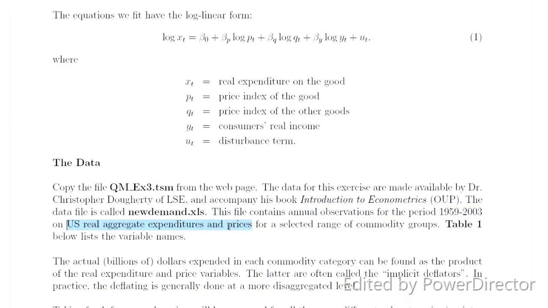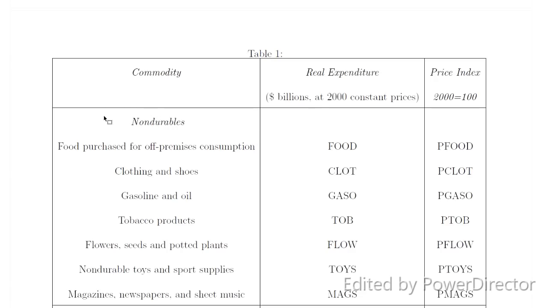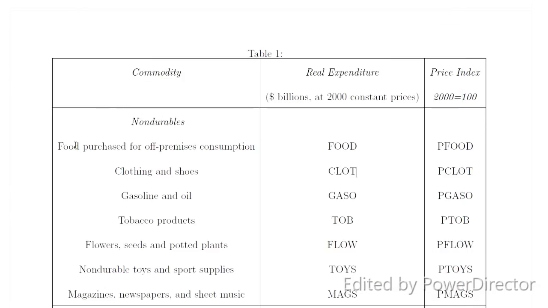It covers US real aggregate expenditures and the prices of a selected range of commodities. Table 1 below lists the variable names. If you go to this table, you'll see these are the variables. Food represents food purchased for off-premises consumption. Clothes stands for clothes and shoes. Basically each of the things you see over here represents something, and this is the price index of this.